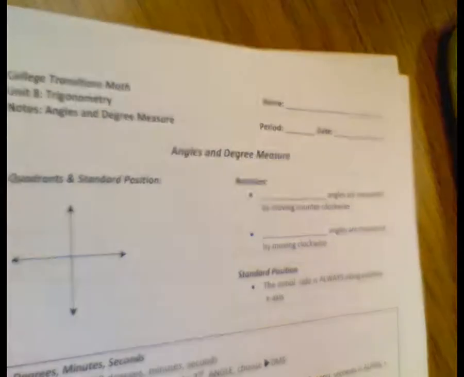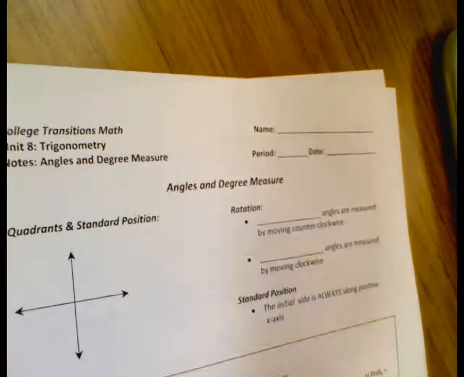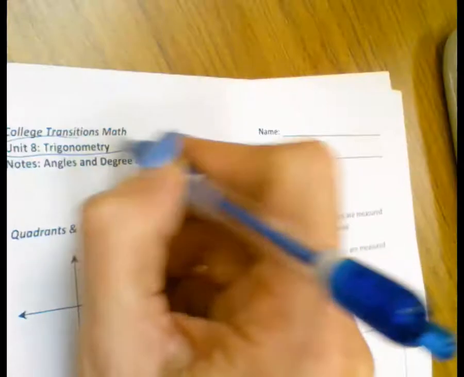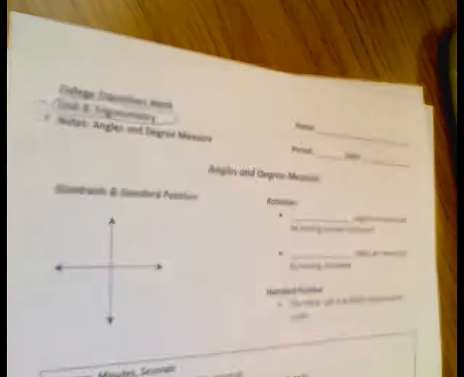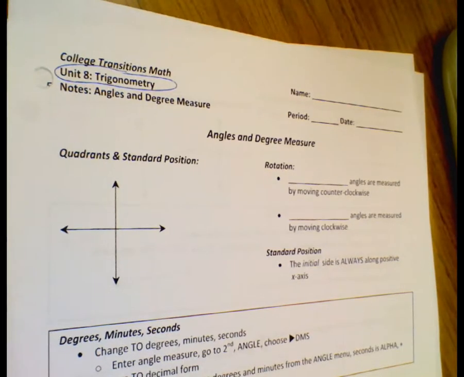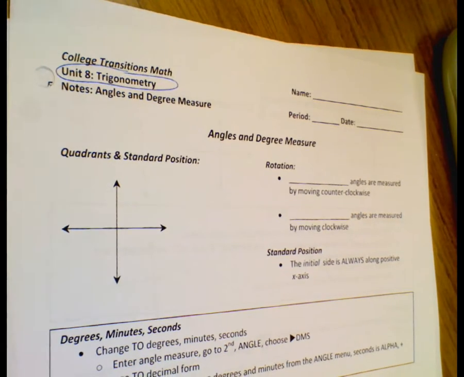Okay, this is the start of Unit 8, last unit, trigonometry. This first section is all about the vocabulary words that you'll be using in this unit, such as quadrantal, reference angles, coterminal angles, things like that.